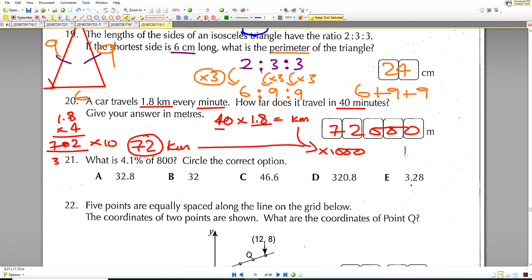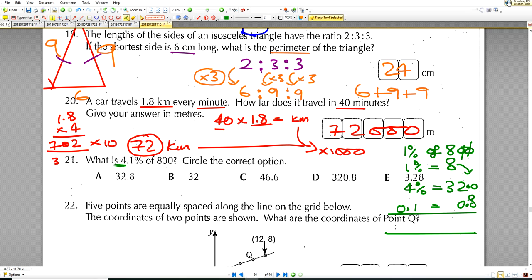First of all, let's work out 1%. Well, 1% of 800 is 800 divided by 100. So 1% is equal to 8. If I want 4%, that'll be 4 times 8, which is 32. So I've already done the 4%. Now I need to work out 0.1%. So 0.1% is when we divide the 1% by 10. So this one gets divided by 10. So that gives you 0.8. So add them up. So 4.1% will give you 32.8, which is A. Fantastic, lovely. We've got the answer A.